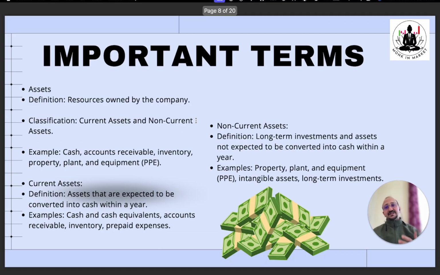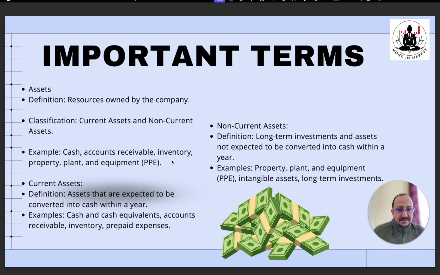Now let's make things easier, guys. So what do you mean by assets? Assets are the resources owned by the company. I hope this is also clear. So assets are of two types, current assets and non-current assets. In very simple terms, the time we use over here is 1 year, for example. So there are assets which last more than 1 year and assets which last less than 1 year.